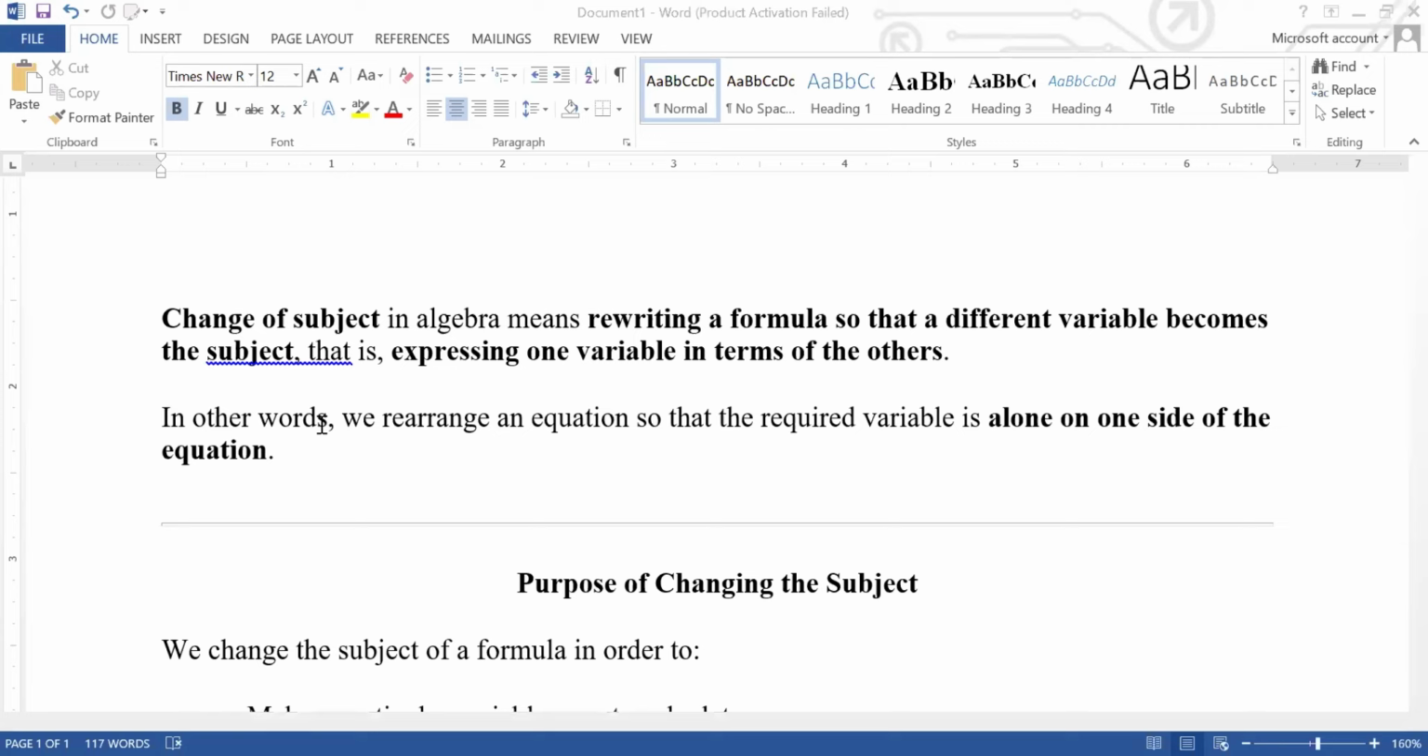Read. Change of subject in algebra means rewriting a formula so that a different variable becomes the subject. That is, expressing one variable in terms of the others. In other words, we rearrange an equation so that the required variable is alone on one side of the equation. Purpose of changing the subject.